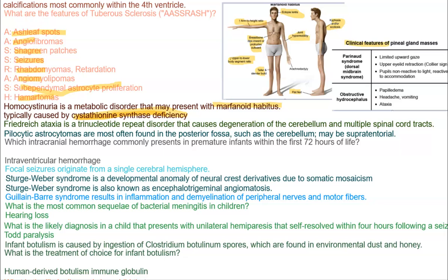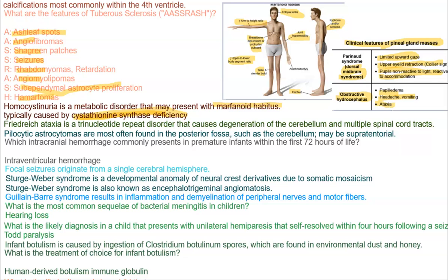Next thing I want to talk about are clinical features of pineal masses. So Parinaud syndrome is one characteristic. This is also known as dorsal midbrain syndrome. They're going to be limited to upward gaze. There's upper eyelid retraction, Collier sign. And then the pupils are non-reactive to light, but they're reactive to accommodation. Then also you can see obstructive hydrocephalus with pineal gland masses. So they'll have papilledema, headache and vomiting, and ataxia. So look for that in the question stem as well.